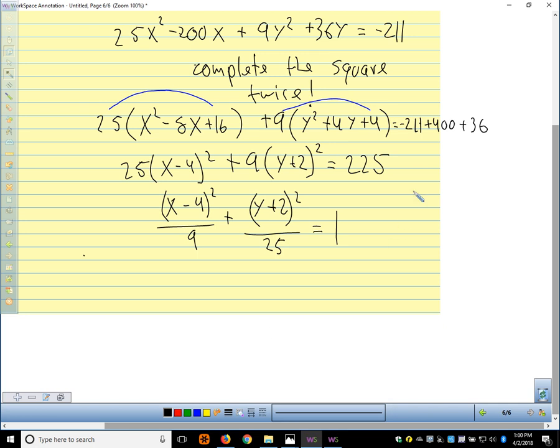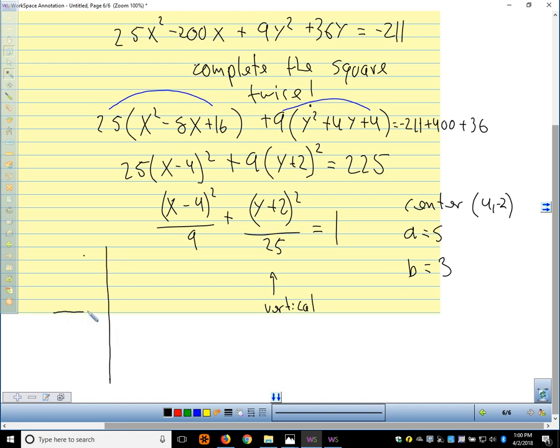And now I have everything I need. My center is at (4, −2). Is this vertical or horizontal? Vertical. The bigger number's under the y part, so it's vertical. a equals 5, b equals 3. So I can make a little sketch here.